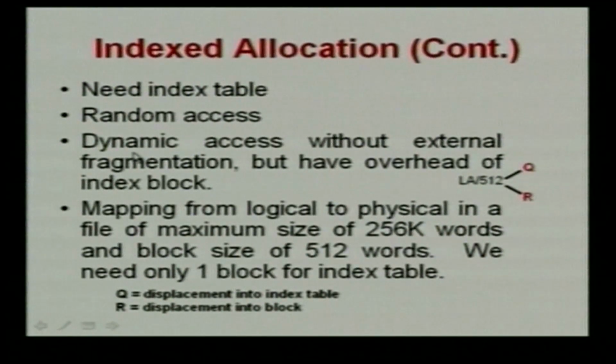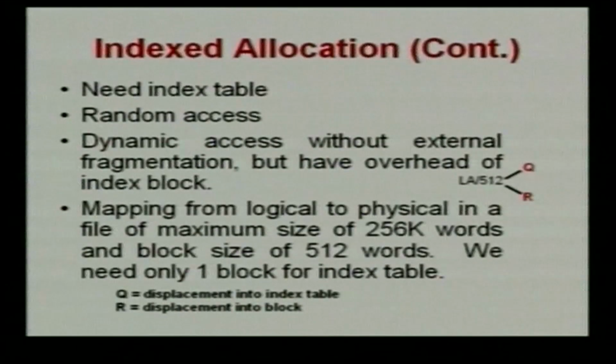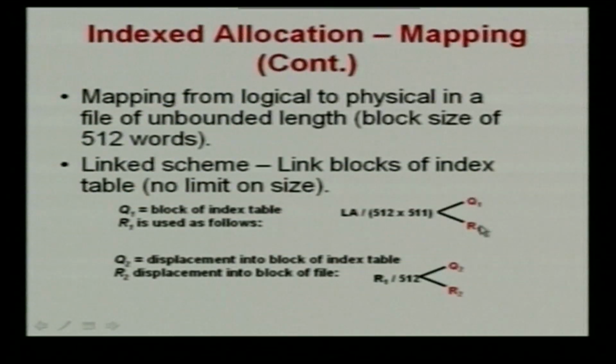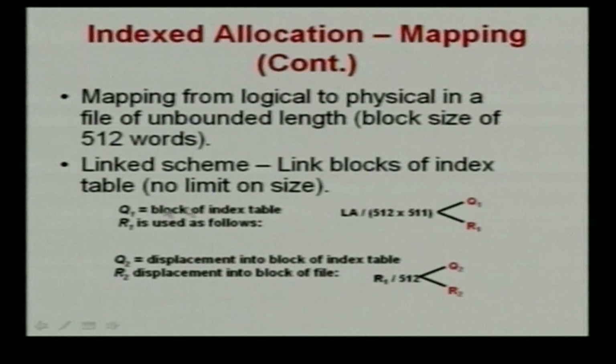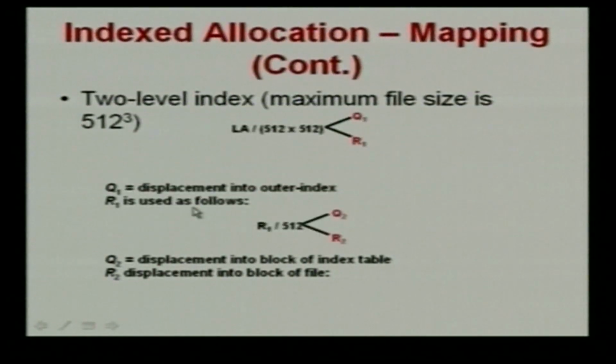So the obvious thing is you need an index table, and you can do random access. So here again you have Q and R, mapping from logical to physical in a file of maximum size and block size of 512 words. We need only one block for the index table. You have to go to the index block and then do it, and link blocks of index table, there is no limit in the size. So this is a 2-level index.